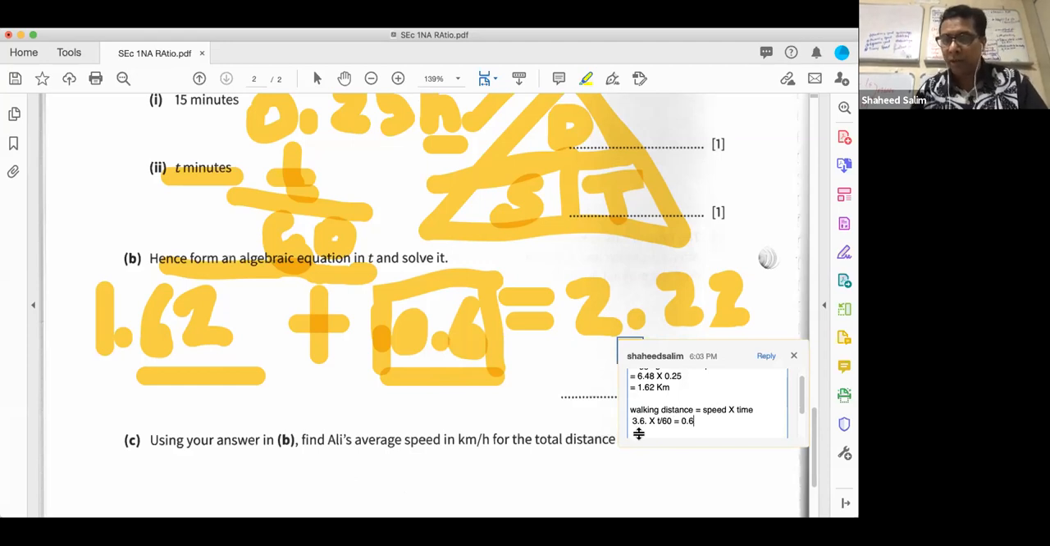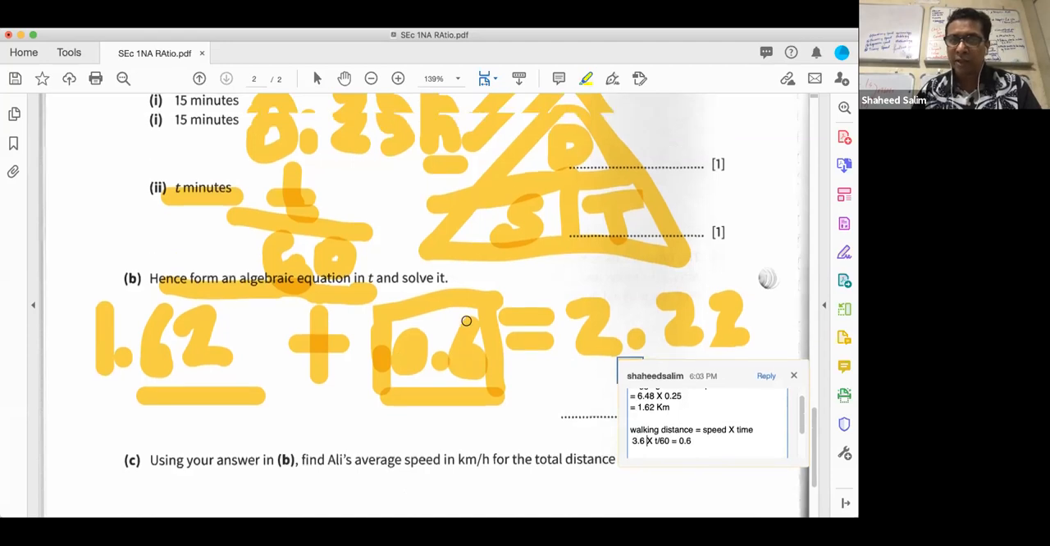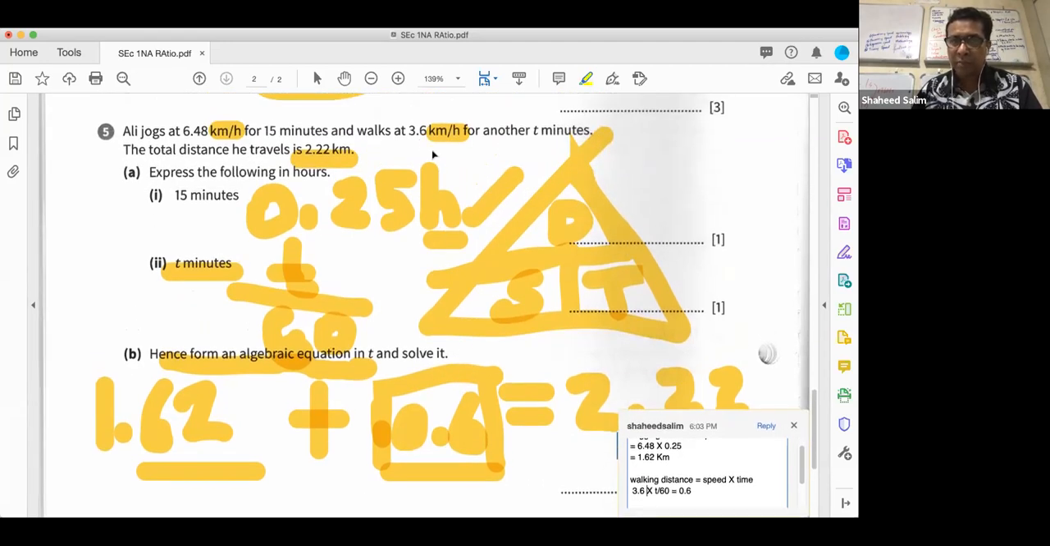You have to understand this part. Do you understand this part? 3.6, which is the speed just now, times T/60 is equal to 0.6. This is the distance for walking. How do we get the distance for walking? Speed times time. Speed is 3.6 times T/60. Yeah, 3.6 times T/60 equals 0.6. So now you can write it on the board.